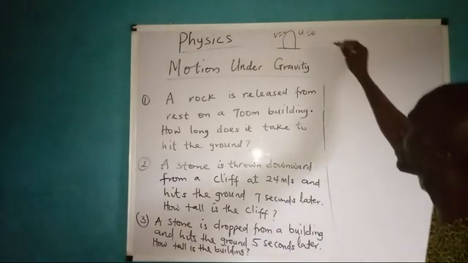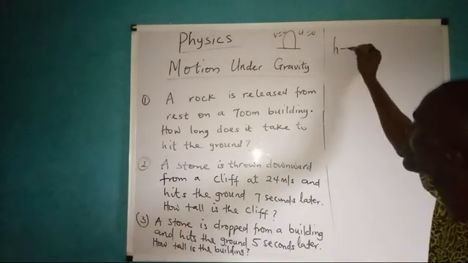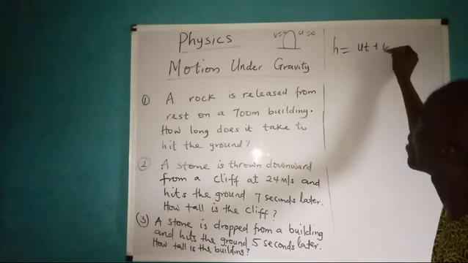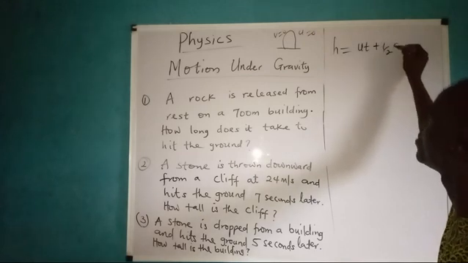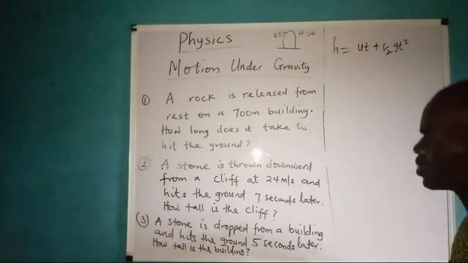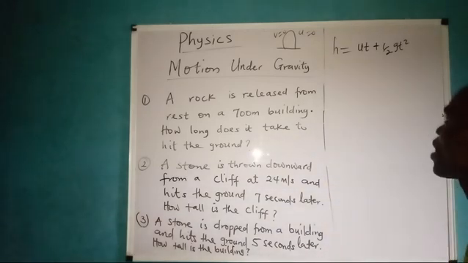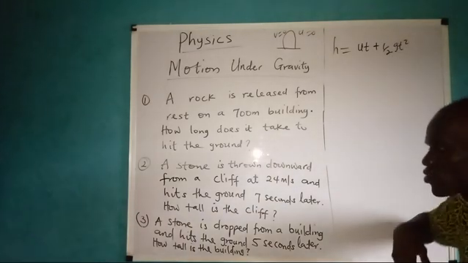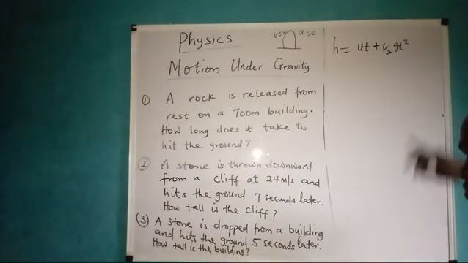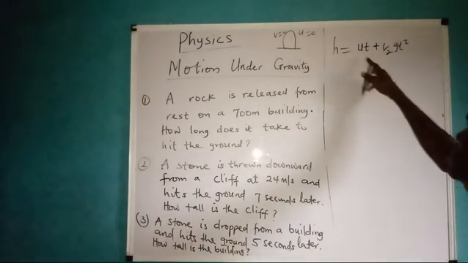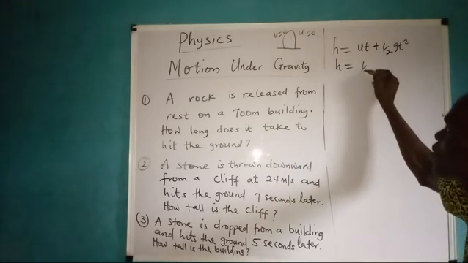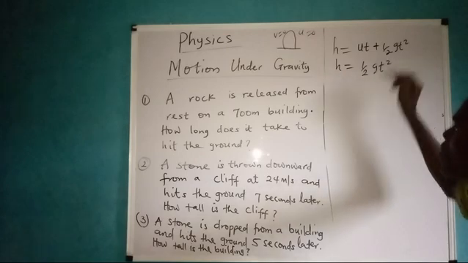We can also use the same formula, which is h equals ut plus half gt squared. Now doing this, in this one we are not given the initial velocity, since the body is falling from the top to the ground. Therefore, our initial is zero, everything here is zero. Therefore, our h now becomes half gt squared. This is what we are using.